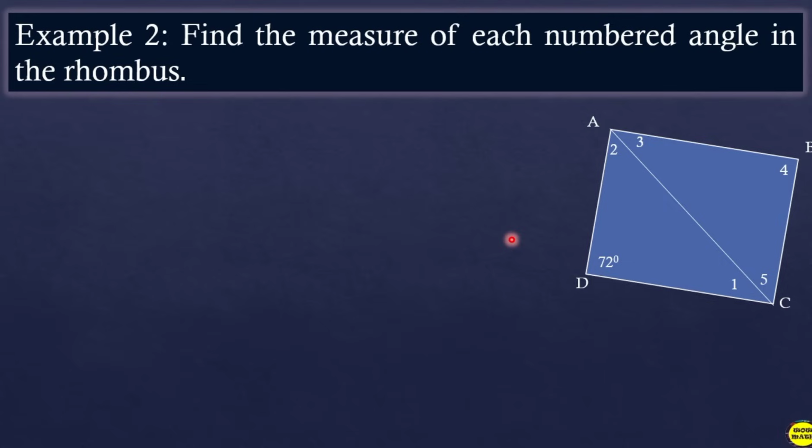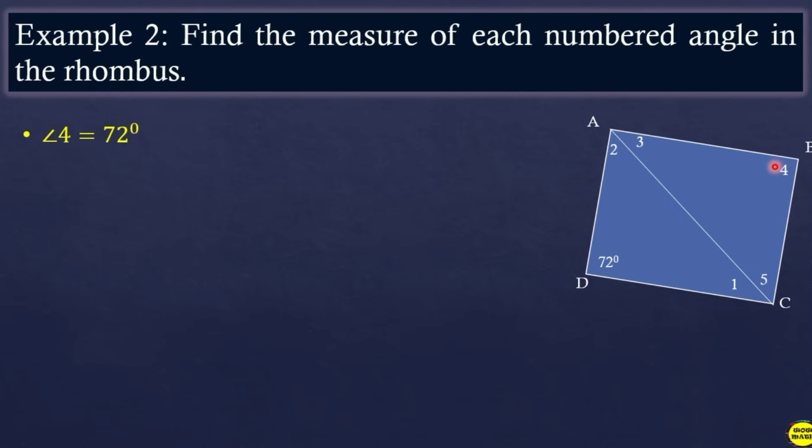Okay, naipakita ko na siya. Okay, so kukunin natin lahat ng measures ng numbered angle. So, pag sinabing numbered angle, ito yung angle 1, angle 2, angle 3, 4, and 5. Okay? So, unang-una mong makukuha diyan is yung angle 4.